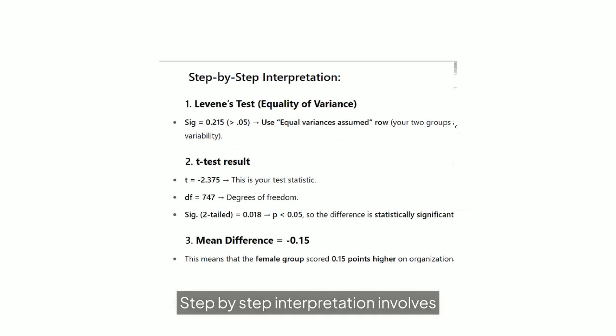Step-by-step interpretation involves analyzing Levene's test for equality of variance, the t-test result, and the mean difference. A significant t-test result indicates a statistically significant difference between groups, providing insights into the data's implications.